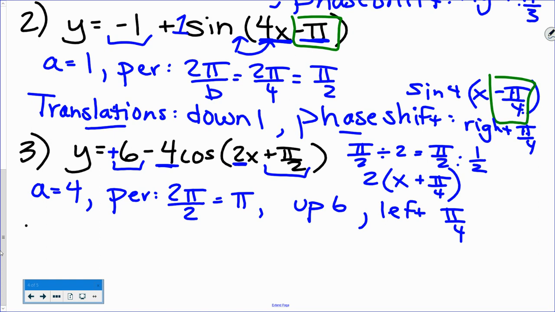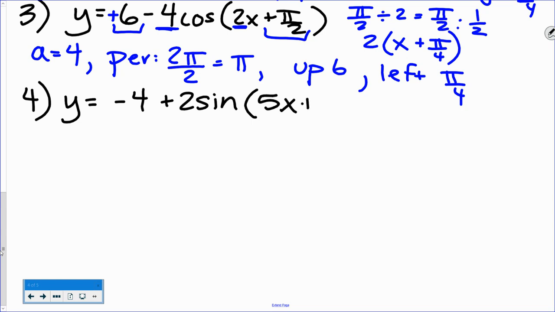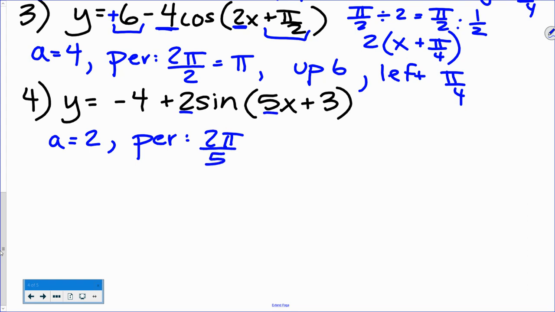Okay? Last one we'll take a look at here, and then we'll practice a few graphs. So y equals -4 plus 2 sine of 5x plus 3. Okay? All right, so my amplitude, number multiplying in front of sine and cosine, would be 2. The period, take 2 pi, divide by 5 would be my b. So 2 pi over 5 would be the period.